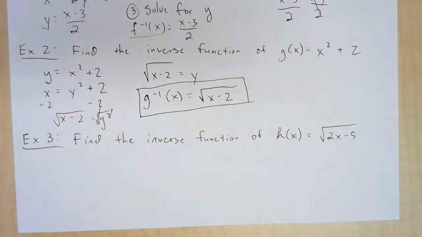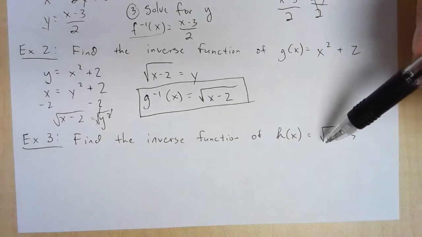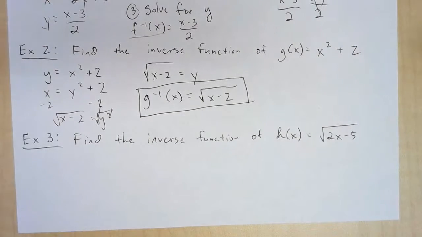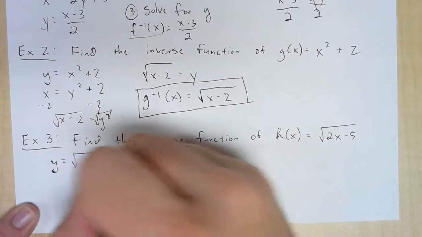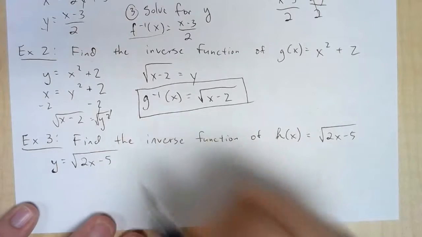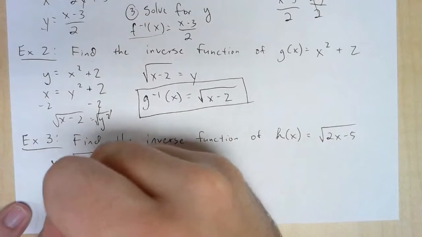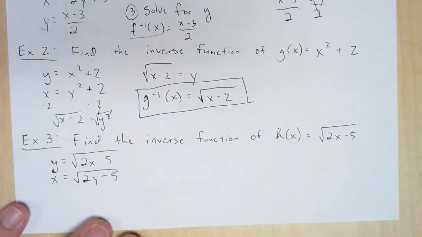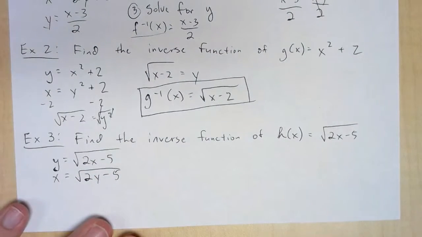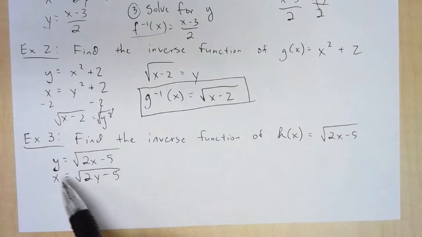So find the inverse function of h of x, which is equal to the square root of 2x minus 5. Again, replace f of x with y, or in this case h of x. So y equals the square root of 2x minus 5. Switch x and y. Wherever there's an x, write a y, and wherever there's a y, we write an x. And now we have to solve, and this is always the hard part. So I don't like this square root, so let's get rid of it.